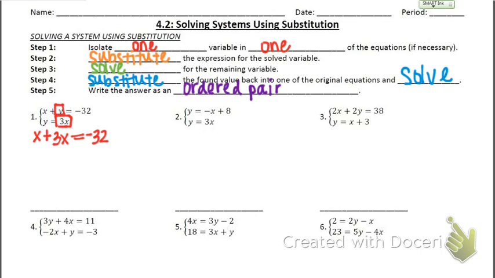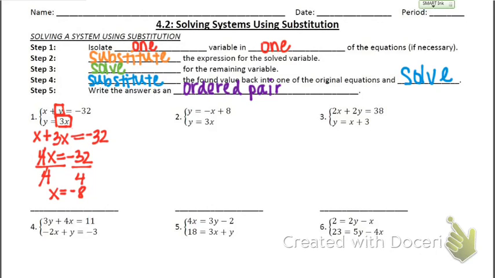And solve. What's x plus 3x? 4x. So 4x equals negative 32. And then how do I solve that really nice one-step equation? Great, divide by 4. So I get x equals what? Negative 8. Okay, that's just half of it.